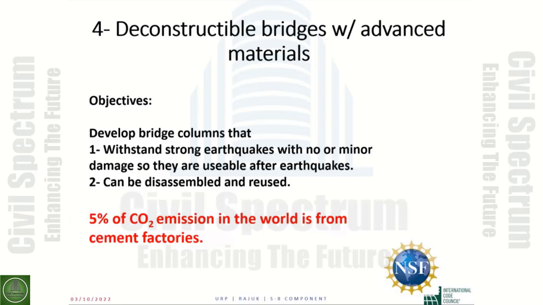So, you're throwing out all this material, keeping in mind that between 5 and 7% of CO2 emission in the world is coming from cement factories. So the question was, what if we build bridges that can be deconstructed after they have served their purpose? If we need to replace the bridge, rather than demolishing it and throwing it away, what if we can take it someplace and reuse it? But we also brought in the concept of, okay, what if we also make the damage minimum under earthquake?